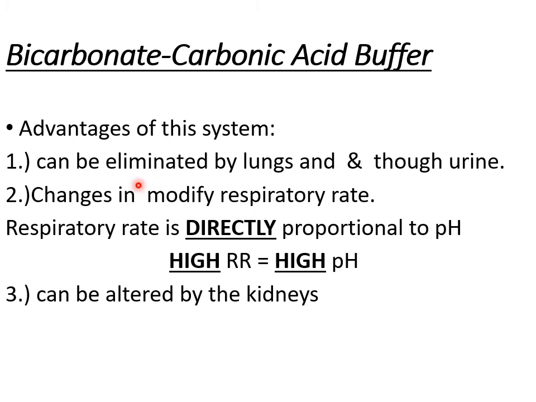So, nabanggit ko nga kanina, this is the most common type of buffering system. And ano kaya yung mga advantages of this system? So, unahin natin that the byproducts of the metabolism can be eliminated easily by lungs and through urine. So paano yung elimination by lungs? You can modify the pH by modifying your RR. And again, what is the normal value of your RR? 12 to 20 CPM or cycles per minute.